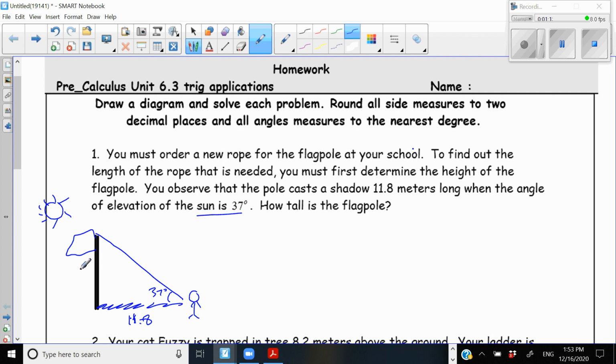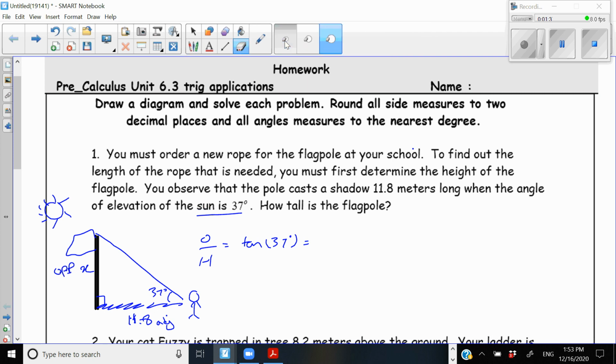How tall is the flagpole? So I'm looking for this side. I have a right triangle here, and I have the adjacent side, the angle, and I'm looking for the opposite side. Using the opposite and adjacent sides, I can make my tangent function. Tangent of 37 is opposite over adjacent. The opposite side is x over the adjacent side, which is 11.8.